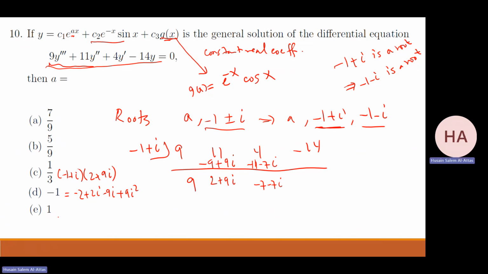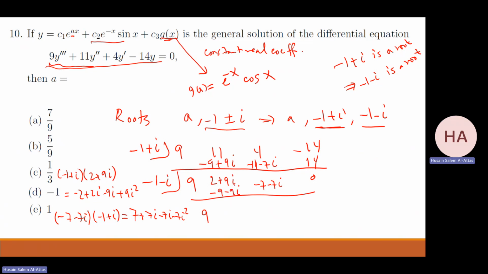Now we need to multiply this, -7 minus 7i times -1 plus i. You will get what? 7 plus 7i minus 7i minus 7i squared, which is 7. 7 plus 7, so you have 14, 0. So this is correct now. It's a 0. Now we'll use the second one, minus i. I have 9. So you have -9 minus 9i. That will be -7. Multiply. I'm getting 7 plus 7i, which is 0.